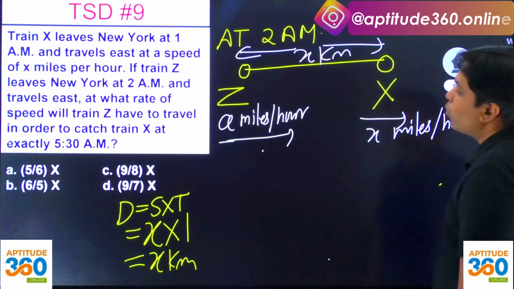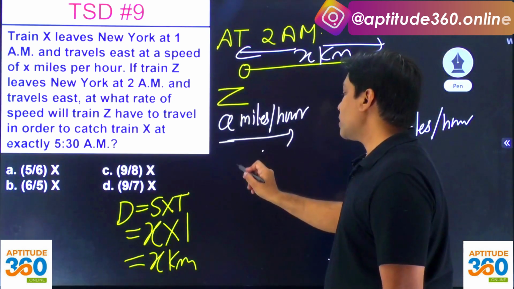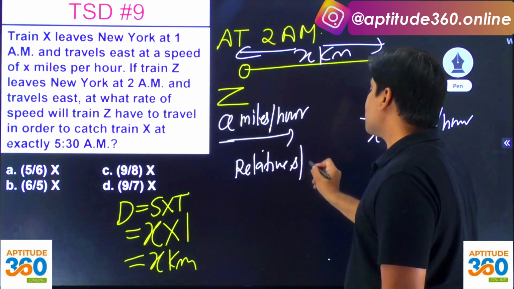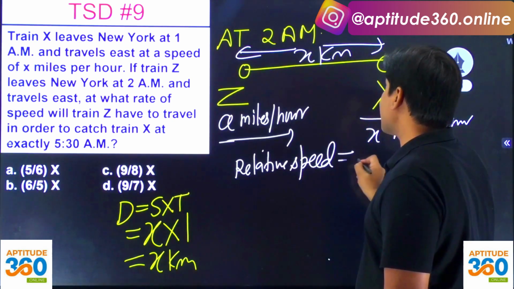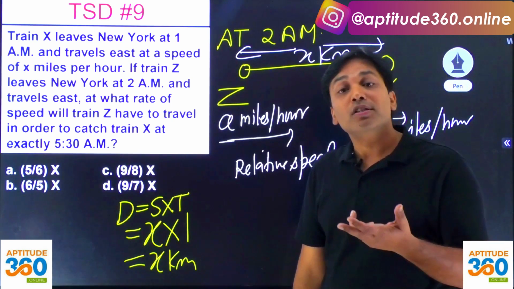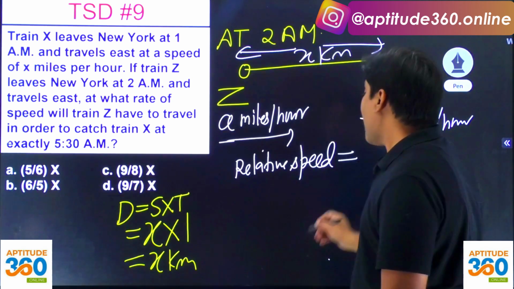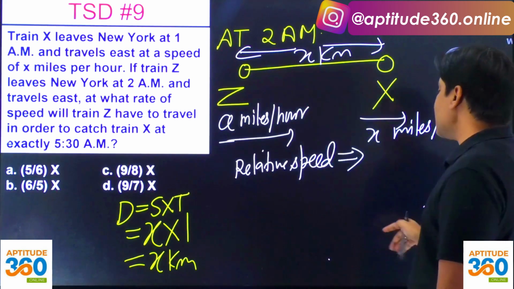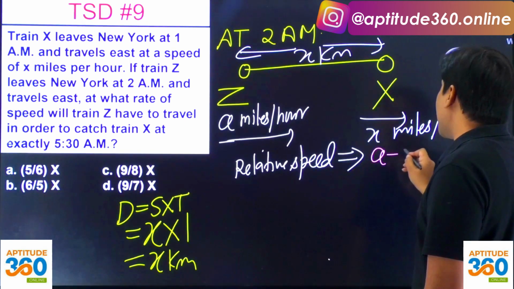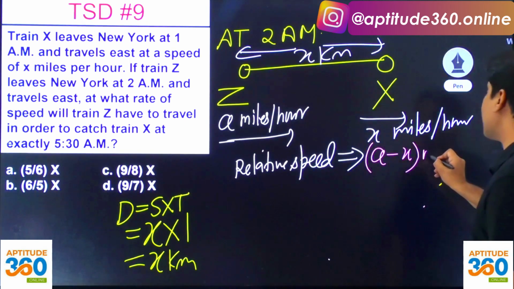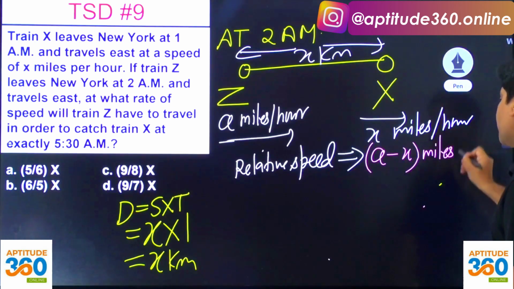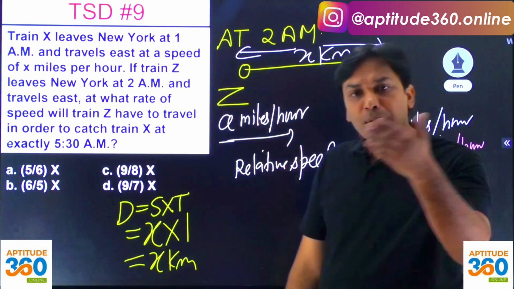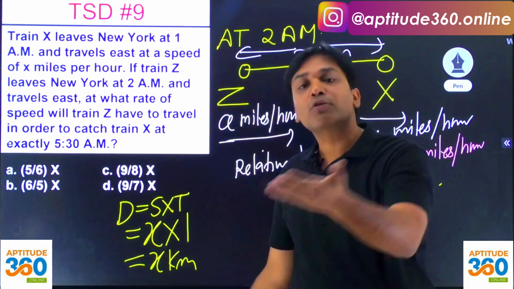Now understand this. What is going to be the relative speed? Relative speed, when I say relative speed, it is speed of train Z with respect to train X. And since both of these two are moving in the same direction, the speed is going to be a minus x miles per hour. Yahi to sikha hai aapne pichle wali video mein, that if both of them are moving in the similar direction, aap kya kar do? Badi wali speed mein se choti wali speed ko subtract kar do.